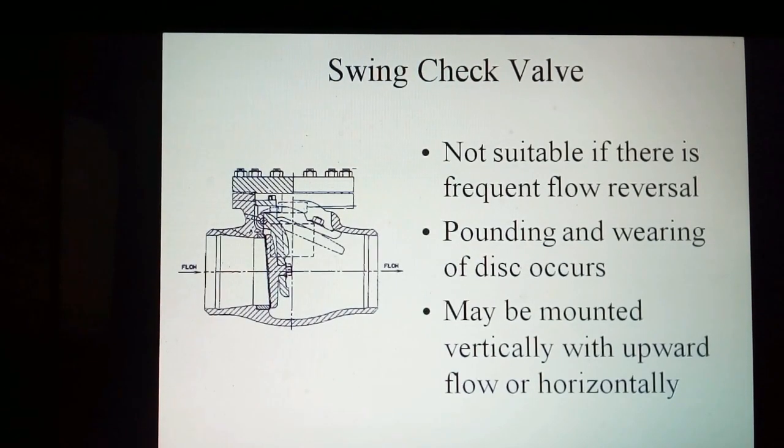Swing check valve. The regular swing check valve is not suitable if there is frequent flow reversal, as pounding and wearing of the disc occurs. For gritty liquids, a composition disc is advisable to reduce damage to the seat. It may be mounted vertically with upward flow or horizontally.